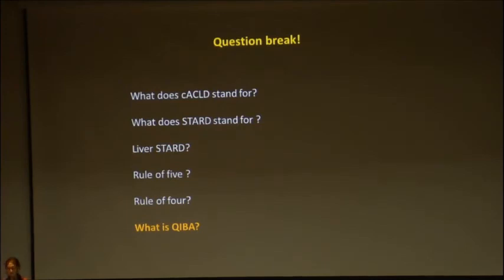Because of the poor response in the last question break, I think I'm not going to get a very good response this time also. Does anybody know what CACLD stands for?